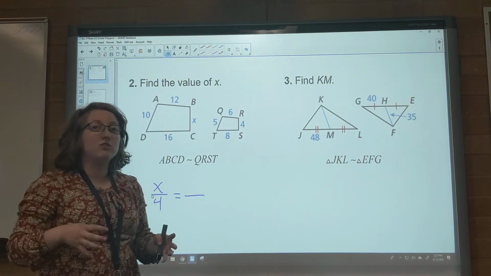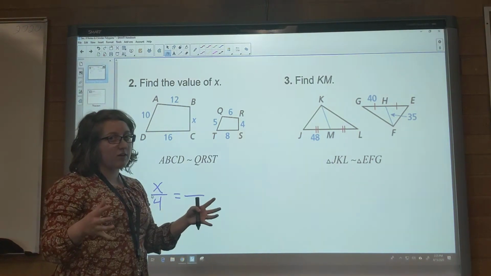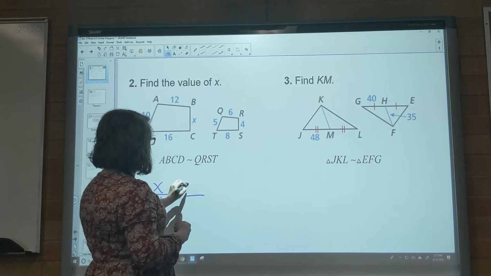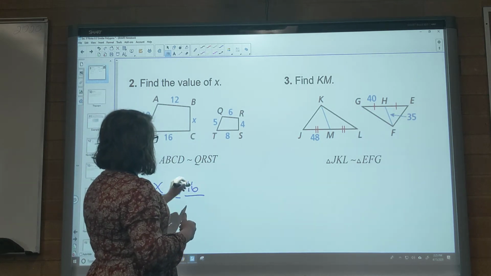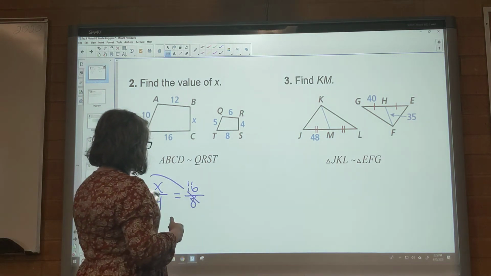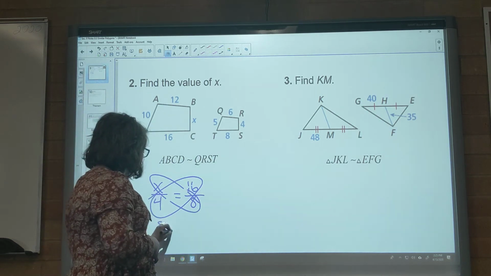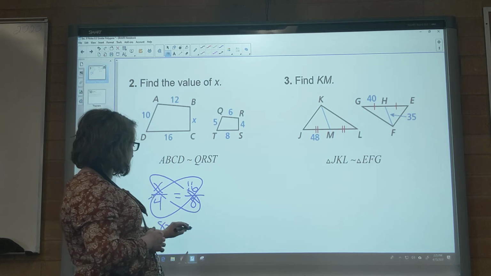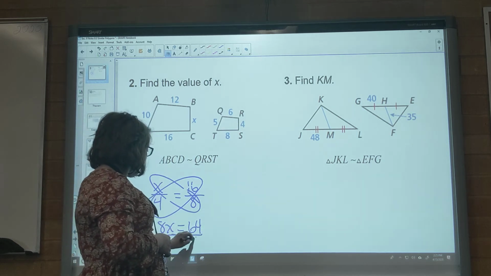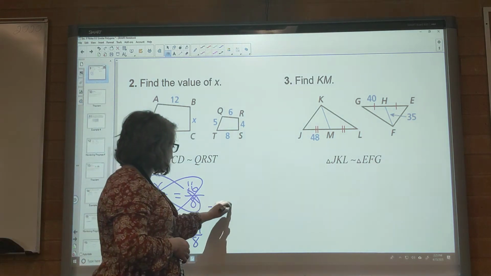And remember, since I started with ABCD, that's what I picked my x from. It didn't matter that I started there, but now I have to go back to that picture. So I'm going to go back and pick any one. I'm going to pick 16, which is DC, and the letters DC go with S and T, which is 8. Then I can cross multiply. So I've got x times 8, which is 8x, and I have 4 times 16, which is 64. Oh, that's so nice. Divide by 8. 64 is a perfect square, remember that? x equals 8.